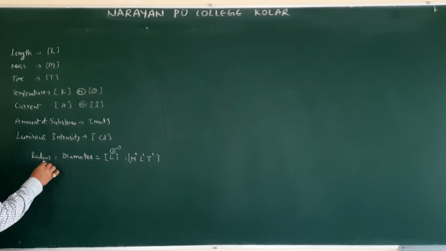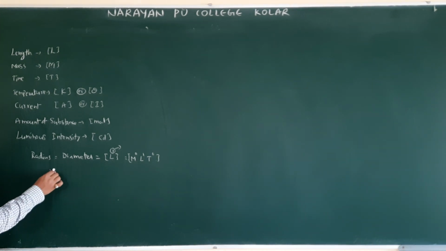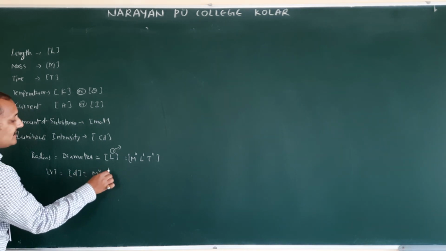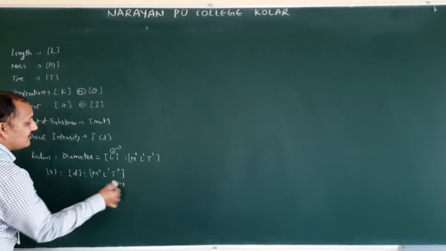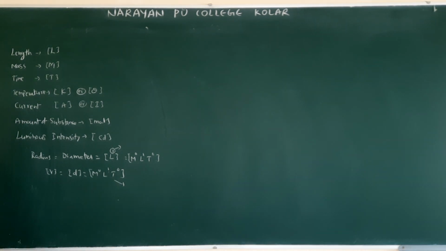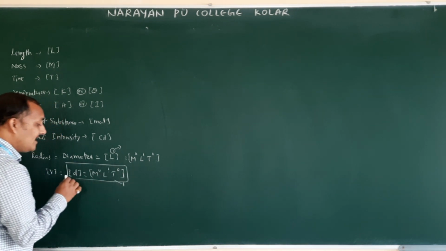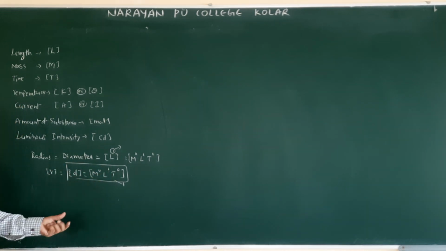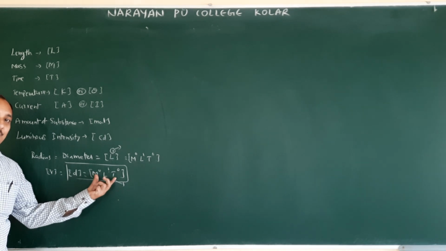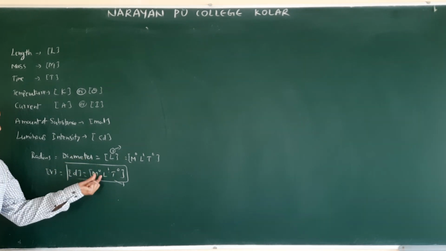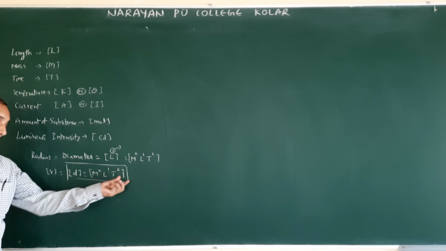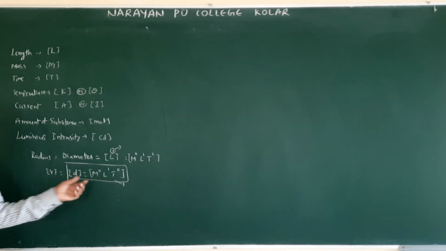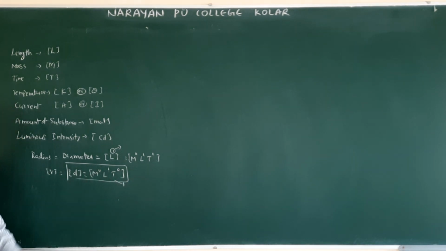Now, the diameter symbol or radius symbol we have to write. Radius is small r, diameter is d, equal to M power 0, L power 1, T power 0. This formula is called the dimensional formula. An equation means LHS and RHS will be there, so this equation is called the dimensional equation. The formula or expression representing a physical quantity in terms of powers is the dimensional formula, and this equation is the dimensional equation.